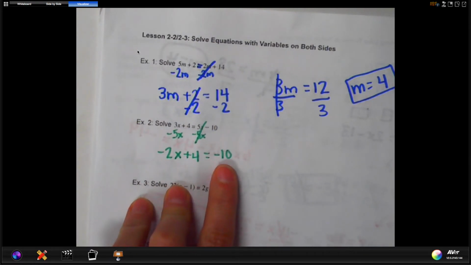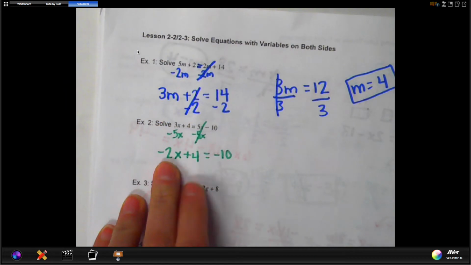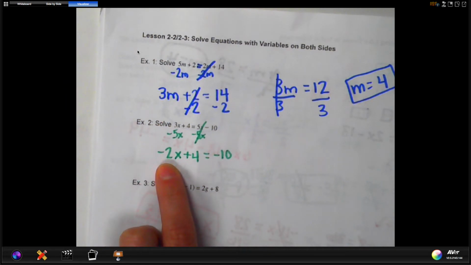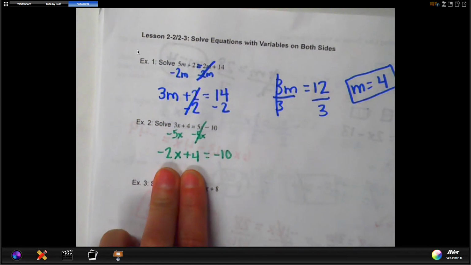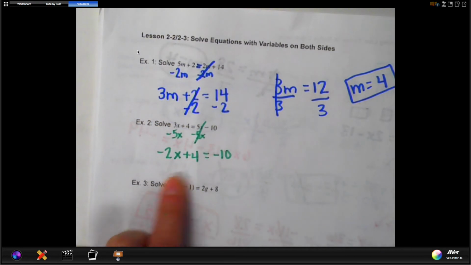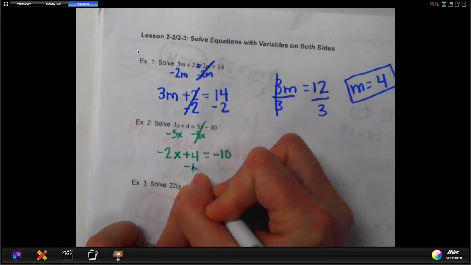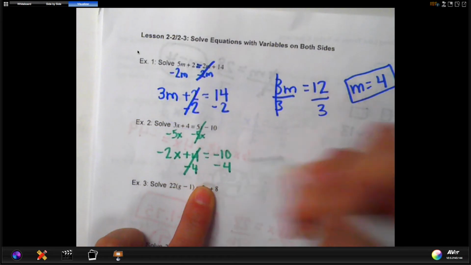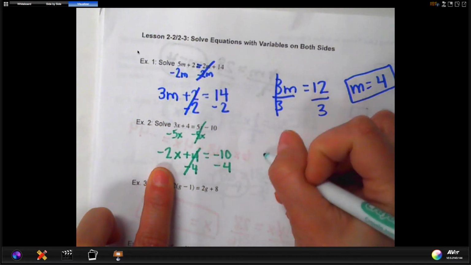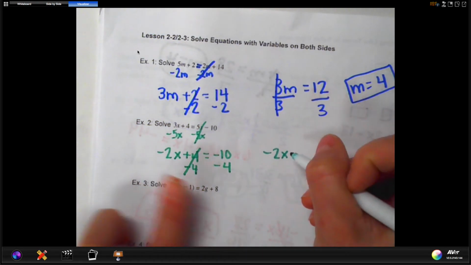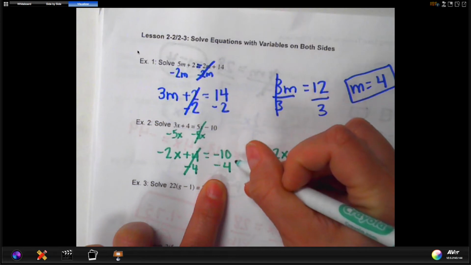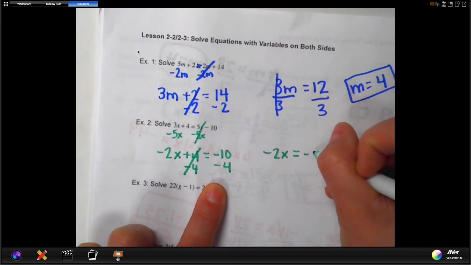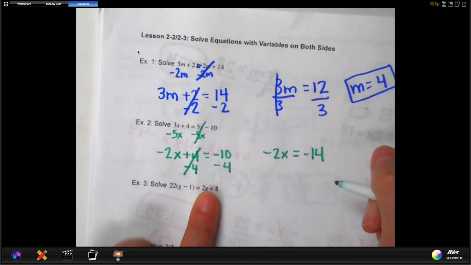And so negative 10 is now safe. We've got to get our negative 2 out and our 4 out. So we're going to start with the 4. The opposite of plus 4 is going to be minus 4. So we'll cancel. Now we have to minus 4 on this side. So that leaves us on this side with just negative 2x equals, and negative 10 minus 4 is going to give you negative 14.